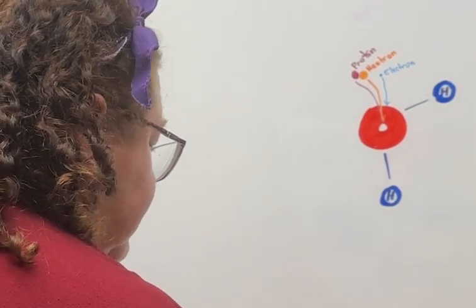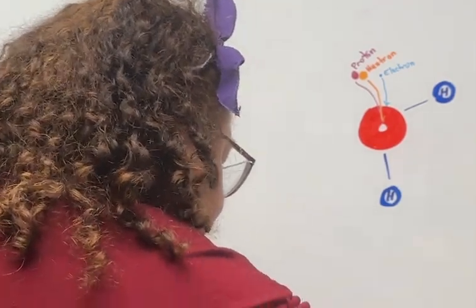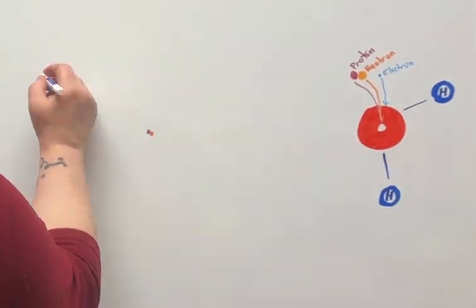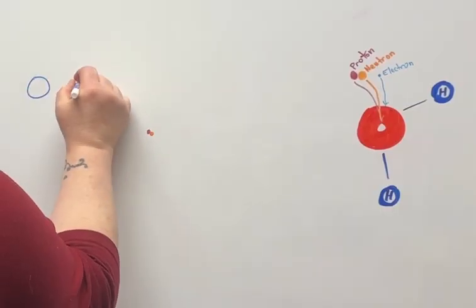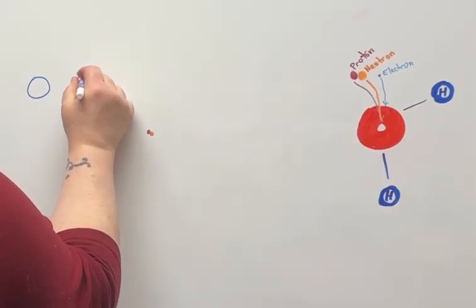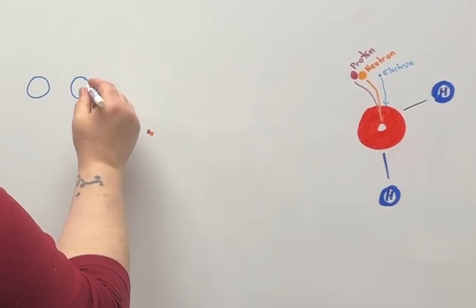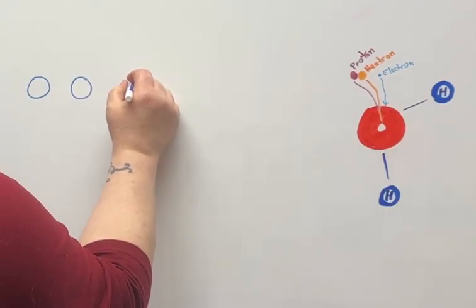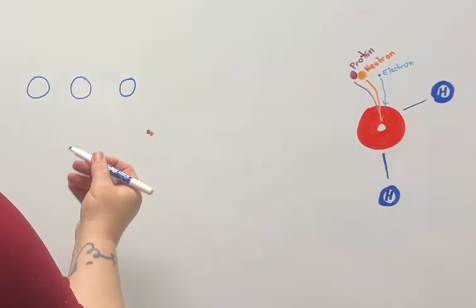Then there's an isotope, which just, let me start all over. So there are three versions of hydrogen. There's hydrogen, there's deuterium, and then there is tritium.